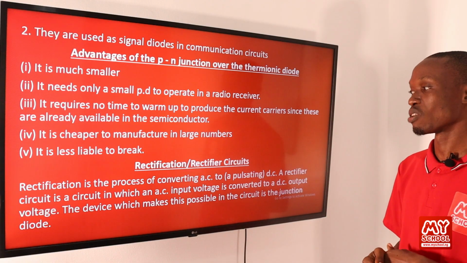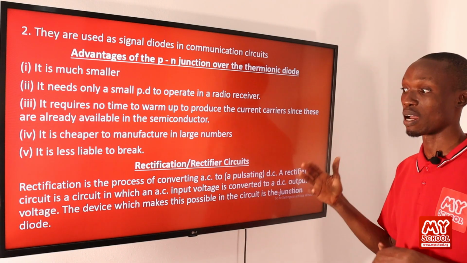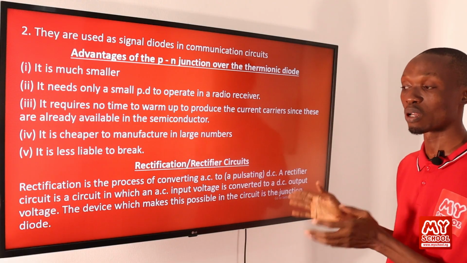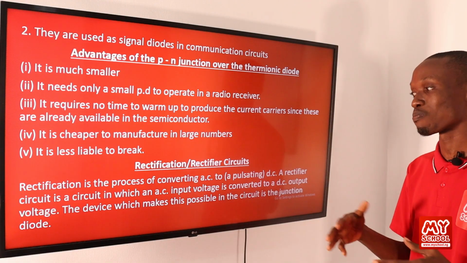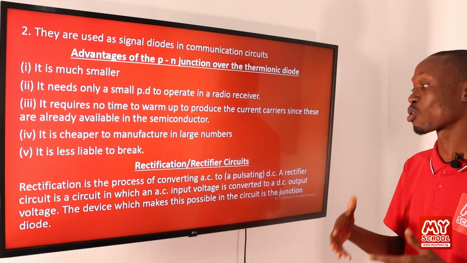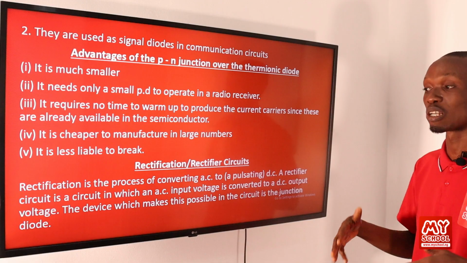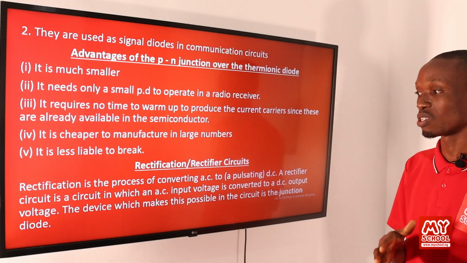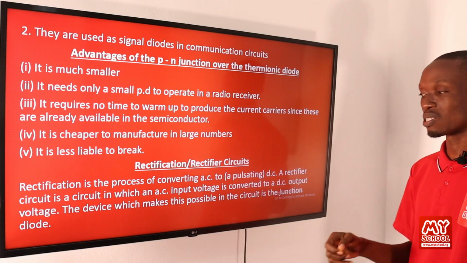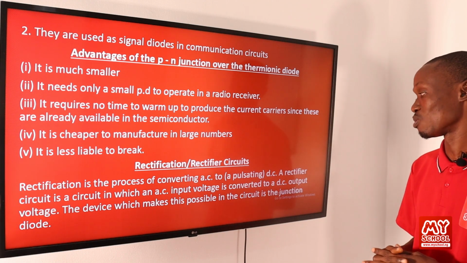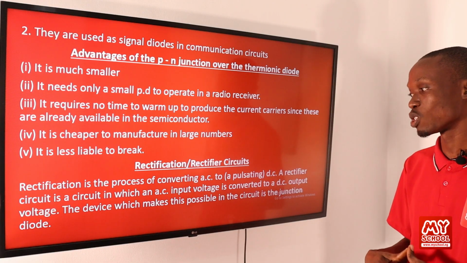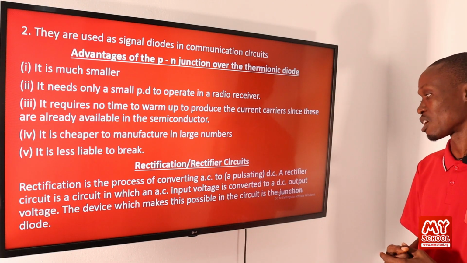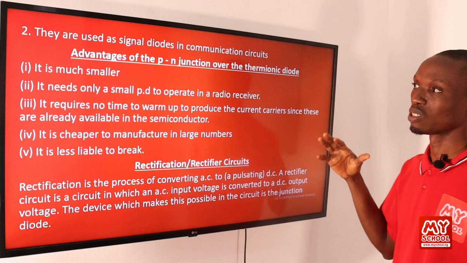Now let's talk about rectification and the rectifier circuit. Basically we are just going to be looking at the meaning of rectification. Rectification is the process of converting alternating current to direct current. A rectifier circuit is a circuit in which an AC input voltage is converted to a DC output voltage, and the device which makes this possible in the circuit is the junction diode.